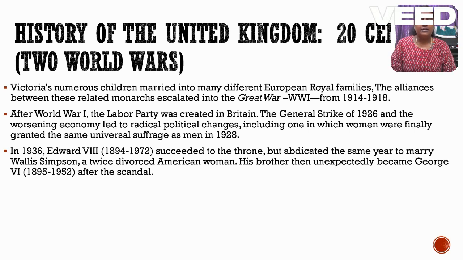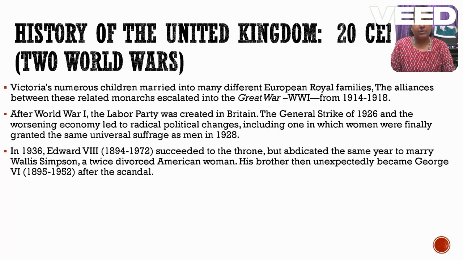After World War One, the Labour Party was created in Britain. The general strike of nearly 1926 and the worsening economy led to radical political changes, including one in which women were finally granted the same universal suffrage as men in 1928. In 1936, Edward VIII succeeded to the throne but abdicated the same year to marry Wallis Simpson, a twice divorced American woman. His brother then unexpectedly became George VI after the scandal.